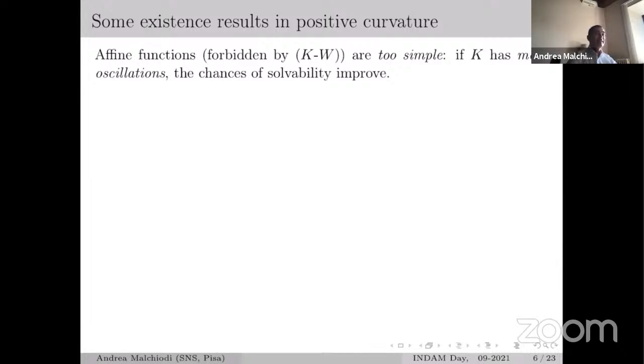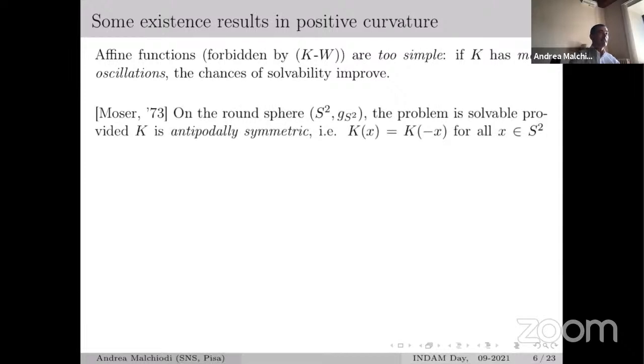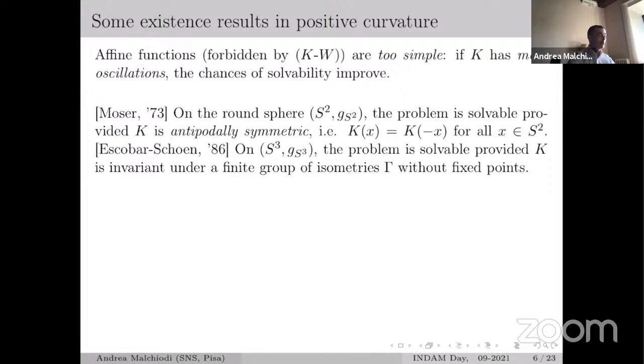In a sense, since these functions that are monotone with respect to one variable are too simple, if the function K has more oscillations, then the chances of solving the equation improve. Let me recall some results. There is a classical one by Moser. This is dimension 2, but I'll mention it anyway. It's kind of similar. If you take functions that are antipodally symmetric on S^2, then you can always solve for the prescribed curvature problem. And this result was extended by Escobar and Schoen in 1986 on S^3.